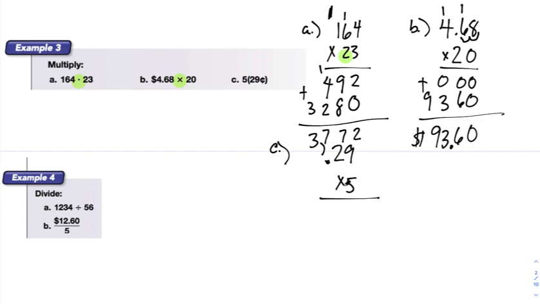Finally, down here, I'm going to multiply 5 times 29, or 0.29, and I'm going to get 5 times 9 is 45. 5 times 2 is 10, plus 4 more is 14. And I'm going to move my decimal place over 2 times, and when I do that, I get $1.45.